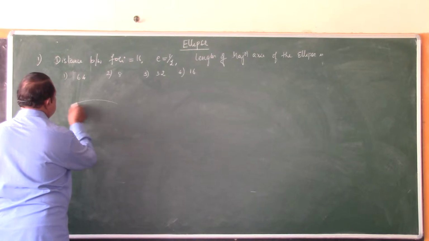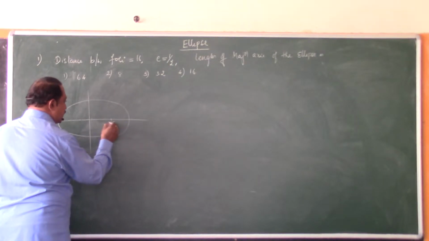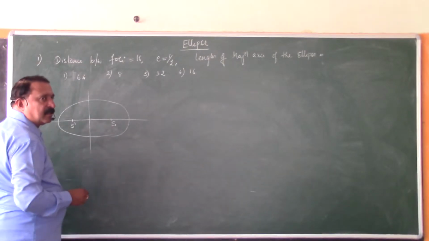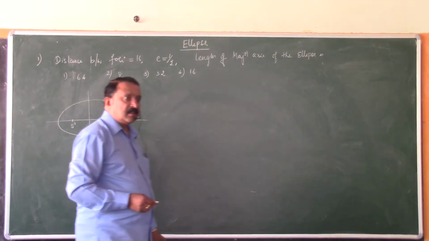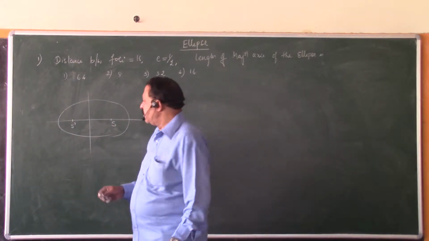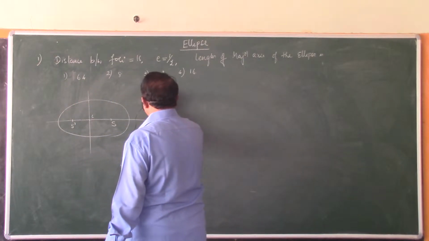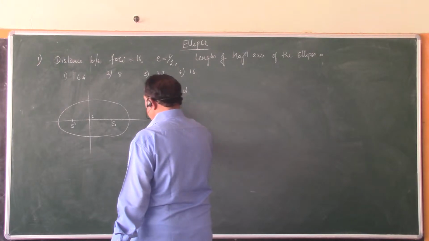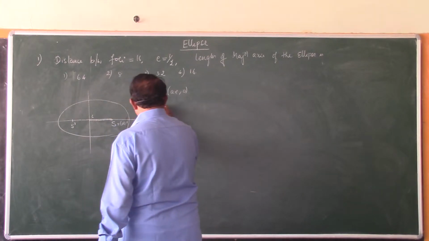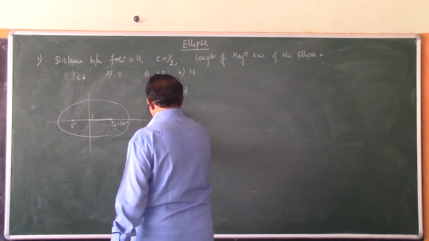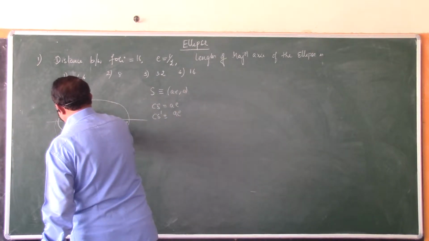Now let me just draw the ellipse, and it is mentioned that the distance between the foci. In an ellipse you have two foci due to symmetry. This is the center. What is the coordinates of the first focus? AE comma 0. So this is AE comma 0. So what is this distance CS? CS is how much? AE. Now CS dash is also AE, but S dash is minus AE comma 0.